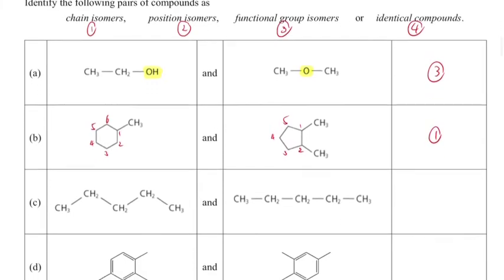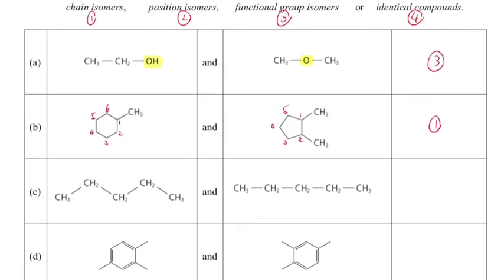Okay, for C, take a look. Both molecules have 5 carbons in the longest carbon chain. And the way that we represent it is just a different way of representing organic molecules. So, they are actually identical compounds.